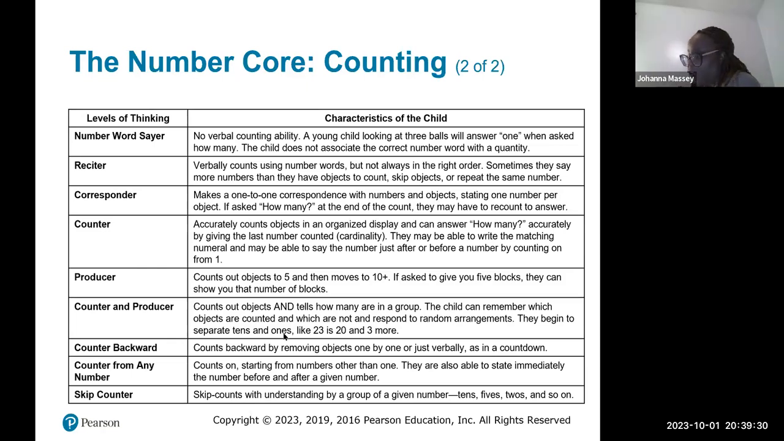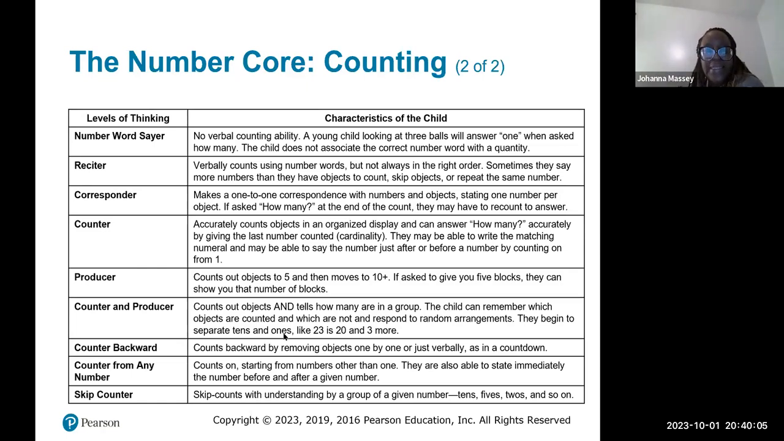Then you have a counter, and the counter is a child who can accurately count objects in an organized display, like a straight line or array, and can answer how many at the end accurately by giving the last number counted. If you're counting something and they can say the last number counted, that's called cardinality. They may be able to write the matching numeral and may be able to say the number just after or before a number by counting on from one.